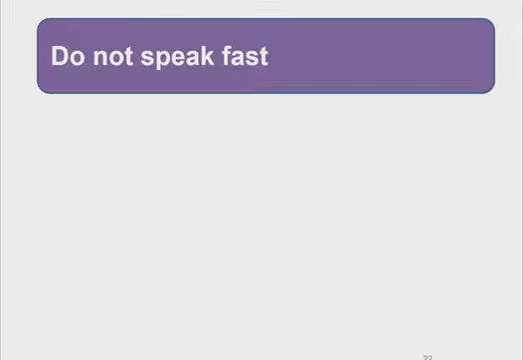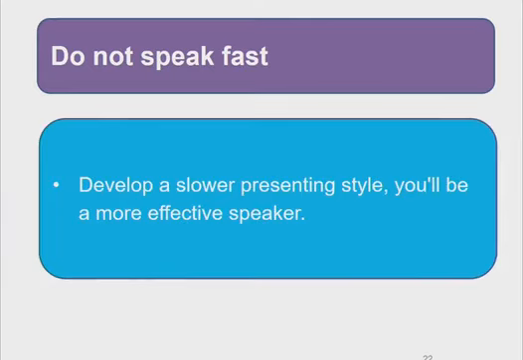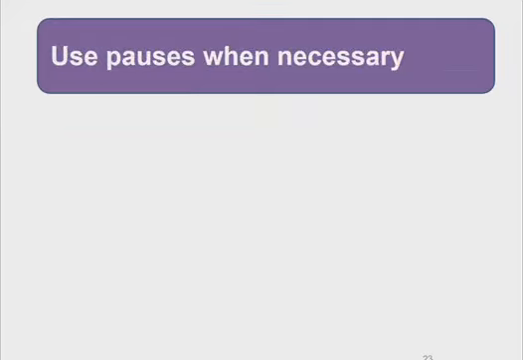Okay, then next, don't speak too fast. So develop a slow presenting style. You'll be a more effective speaker. And of course, you have a big audience you want to convey your message to. You have to then speak at a slower rate than what you do when you're having a conversation. And you have to ensure that your audience is understanding the message that you're wanting to carry across. So by speaking at a fairly, I wouldn't say slow pace, but at a comfortable pace, you're giving them the opportunity to process the information, but you're also giving them the opportunity to stop you, should it be required.